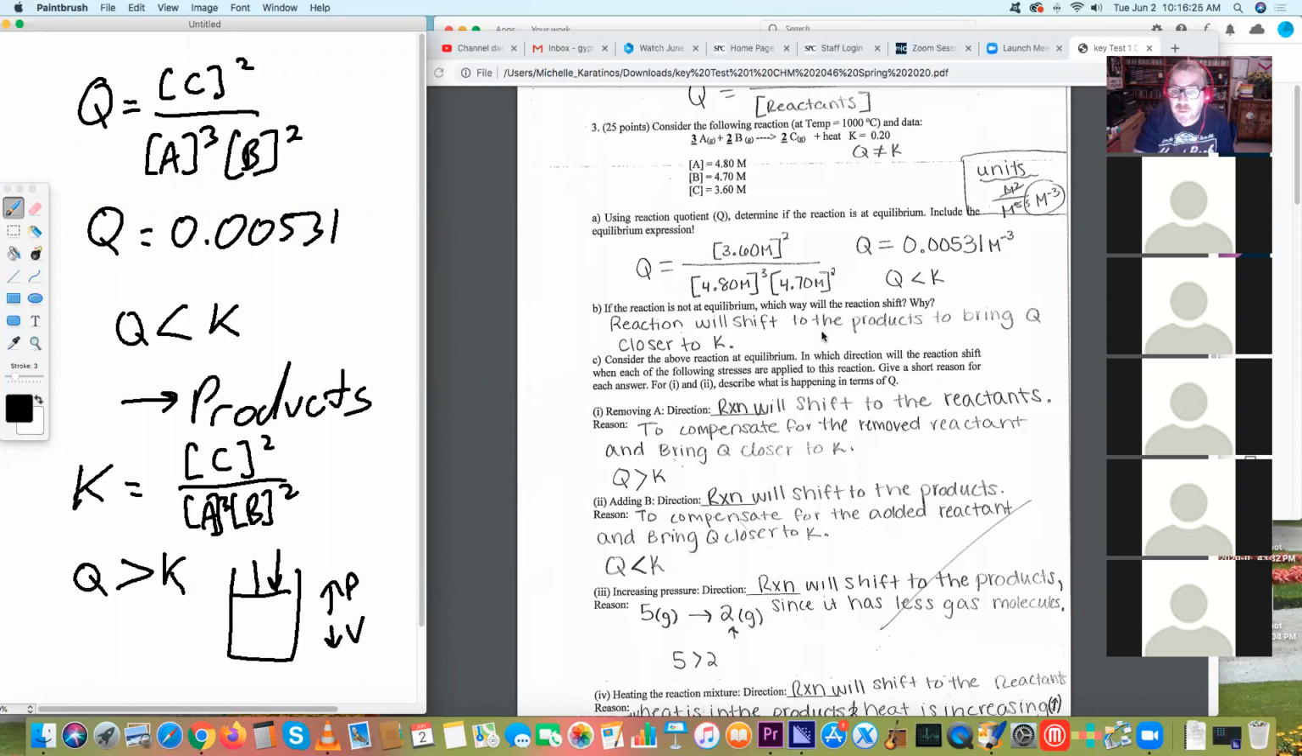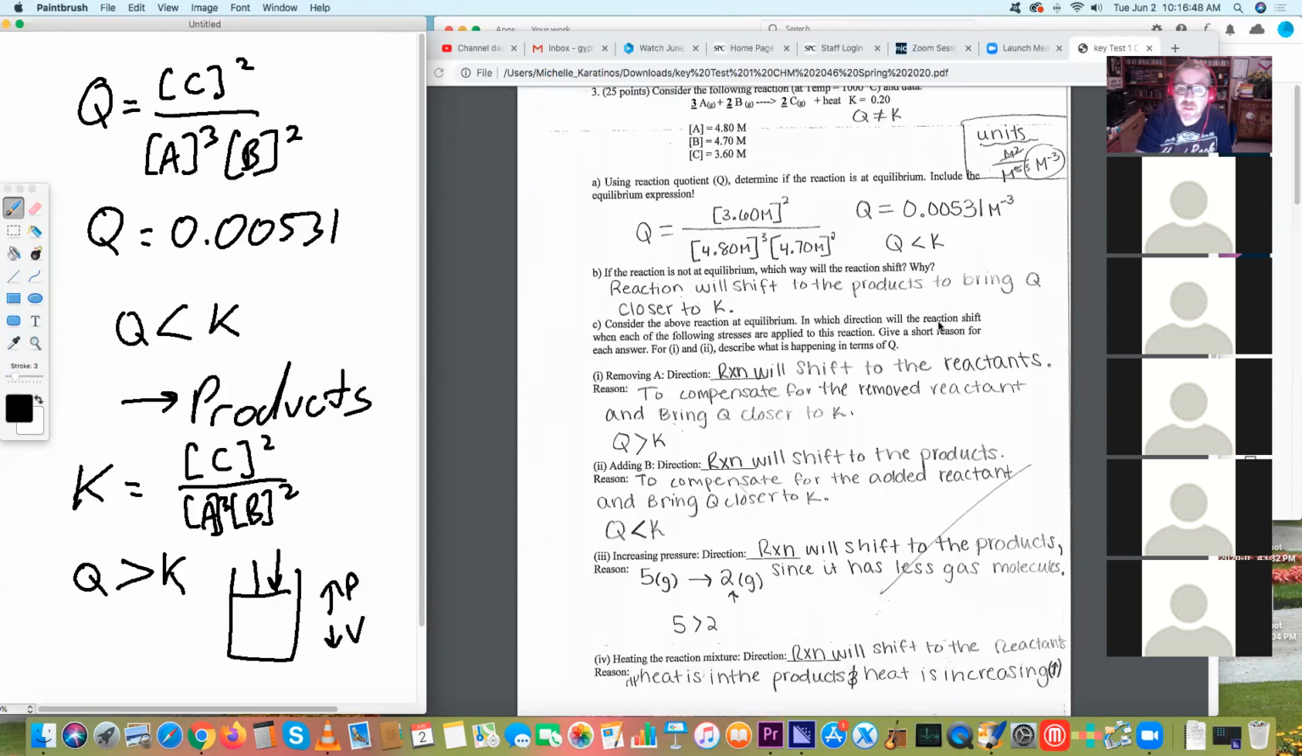Now, it turns out that the way you can look at this is if you have C and you add heat to it, then what it's going to want to do is use that heat and form reactants. So think of the heat as being just like a regular product. If we're adding heat to it, then the heat is going to want to form more reactants. And that's how that works. Does anybody have any questions about number 4 there?